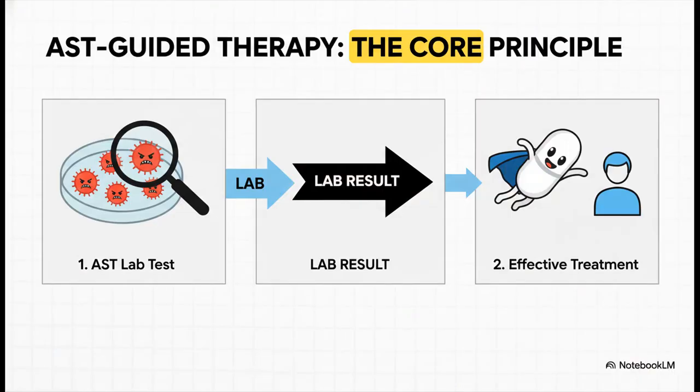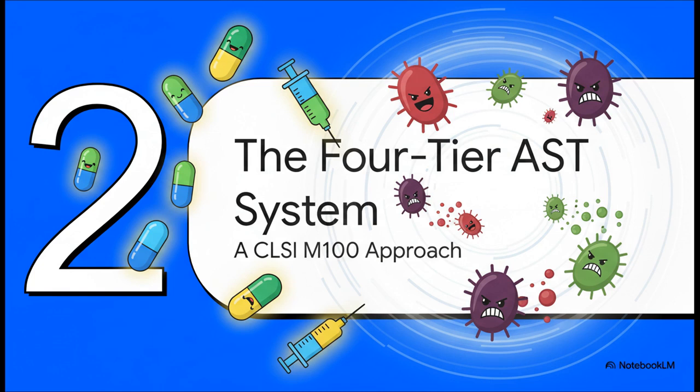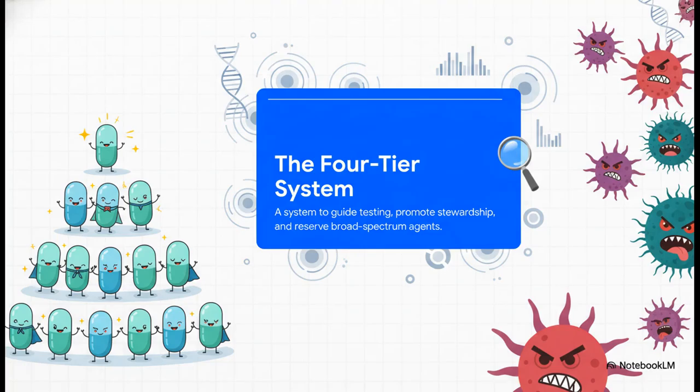So what's the bottom line here? The absolute core principle for managing any of these infections is AST-guided therapy. The lab result is what should be driving effective treatment for the patient. Period. That brings us to Section 2, the 4-tier AST system. Think of this as the structured, systematic approach we use for testing and reporting, and it's all based on the CLSI M100 document.